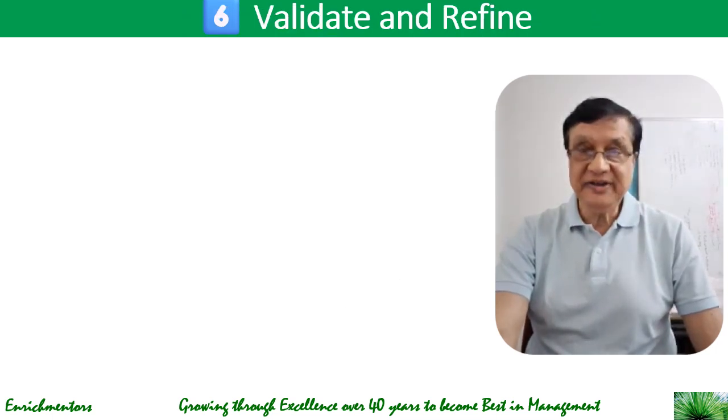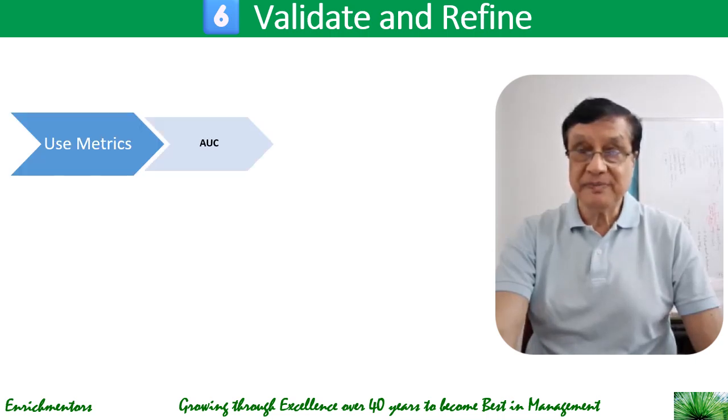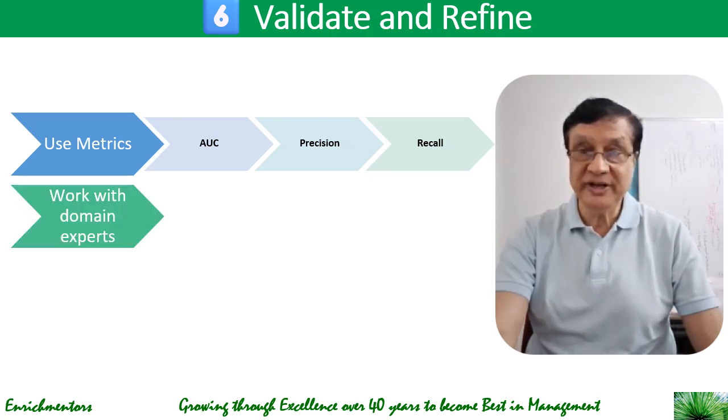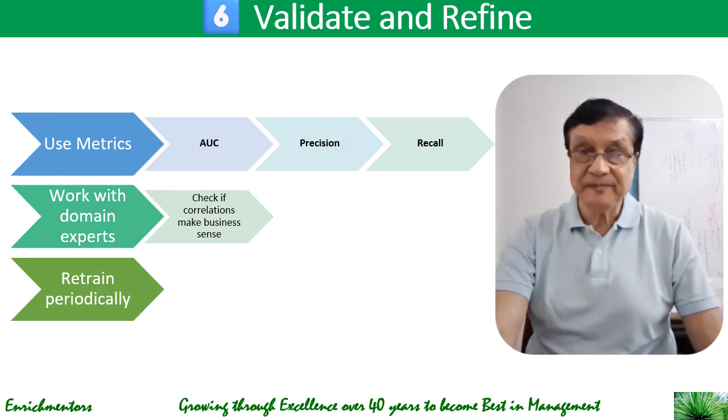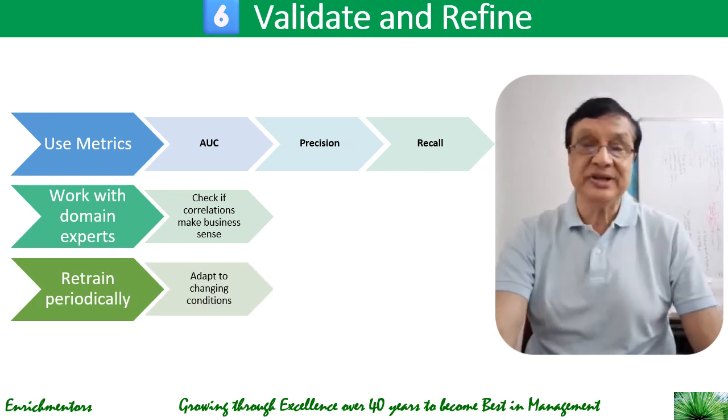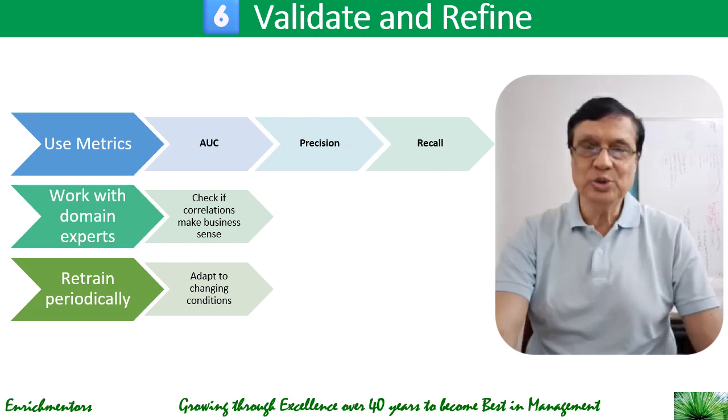Then you validate and refine the results. Use metrics like AUC, precision and recall to ensure that the model is reliable. You work with domain experts to check if the correlation makes business sense. That's how you avoid spurious correlation. And then you retrain periodically to adapt to changing conditions. So that's how you validate and refine your model.